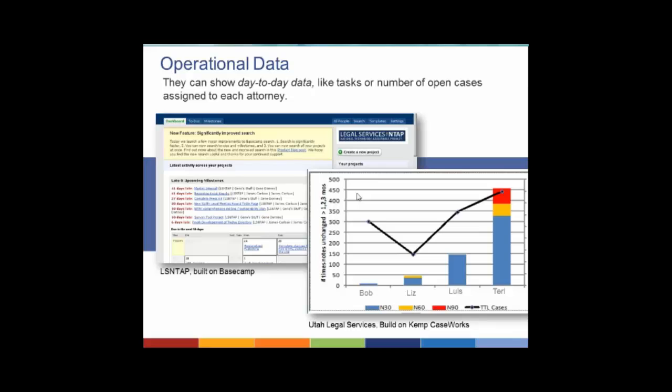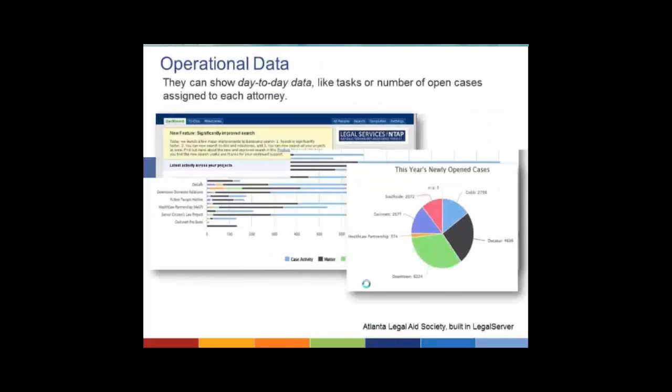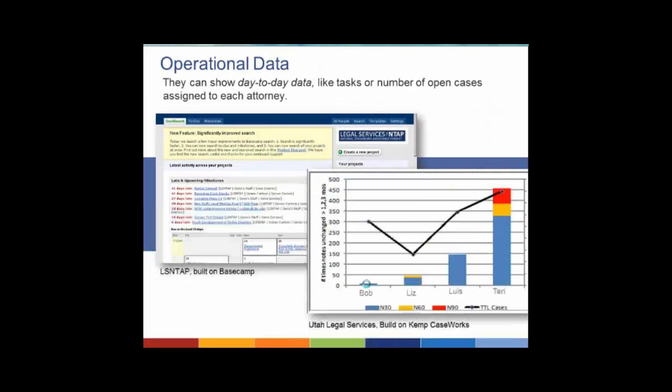Over here on the right-hand side, we've got one from Utah Legal Services, which is one of the case studies we'll look at in a little more detail at the end. It's looking at whether or not there are unchanged case notes in the system. So you can see here that Bob has very few case notes in the system that have not been updated in 30 days, while apparently Terry is just doing a crappy job. By the way, these names have been changed. Terry is doing a crappy job in updating her case notes.